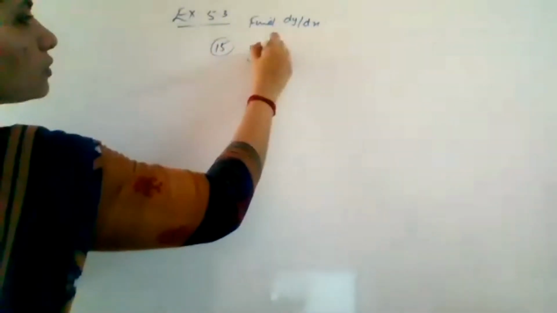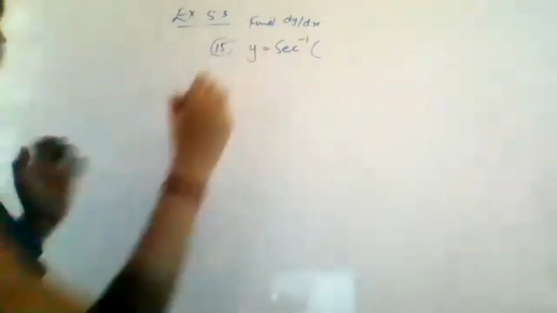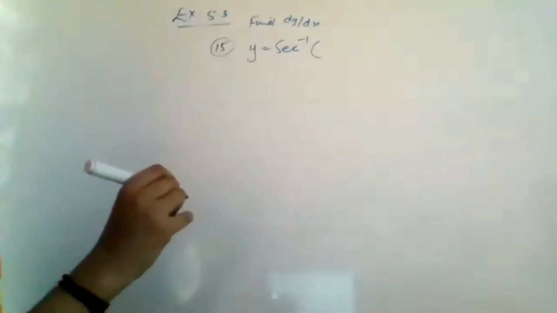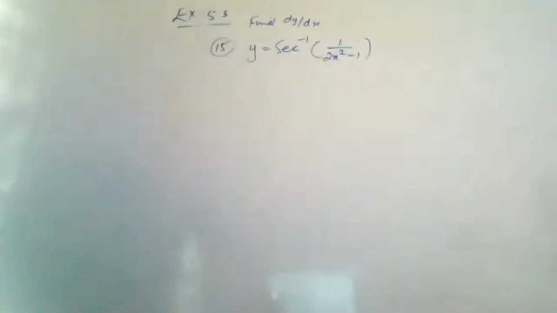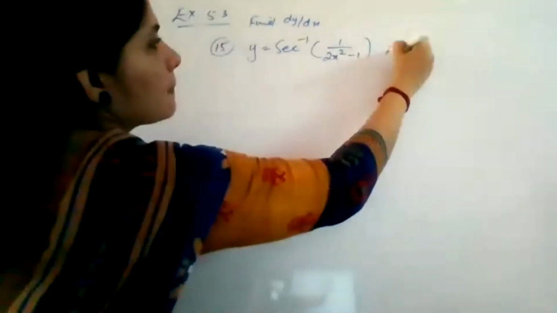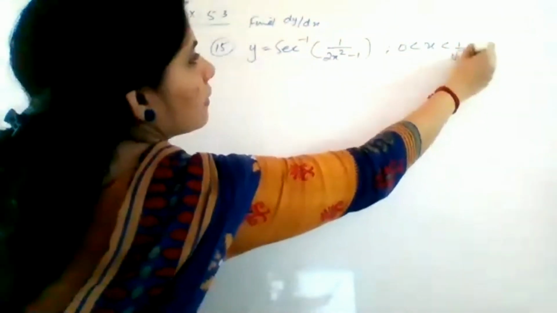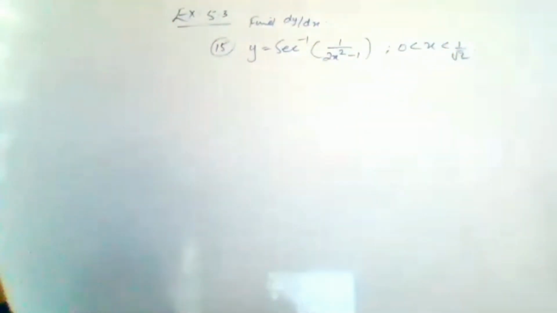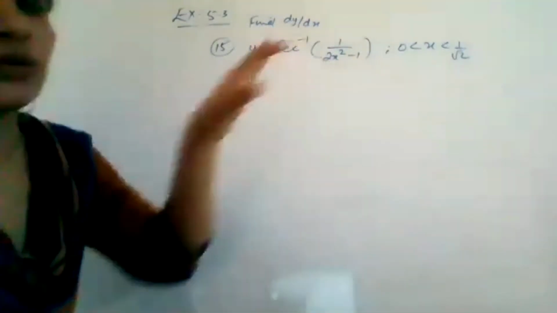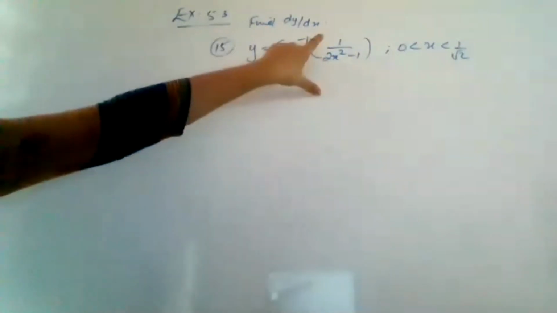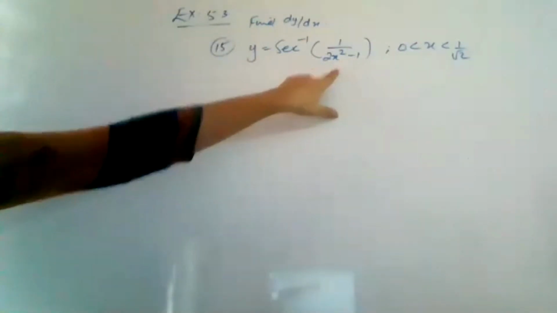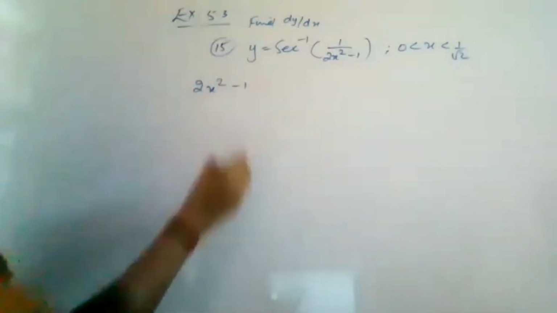Next one. y is equal to sec inverse of 1 by 2x square minus 1, where 0 is less than x less than 1 by root 2. Here, what substitution do you use? You have to just check your denominator. 2x square minus 1 is your term.